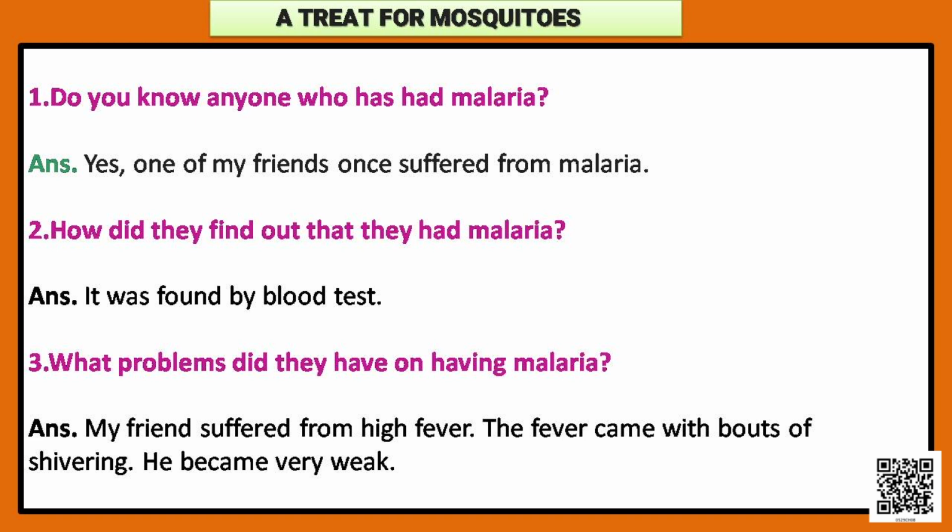Okay. Now we have a next question. What problems did they have on having malaria? So the problems they had were high fever, and the fever came with bouts of shivering. So my friend suffered from high fever, and the fever came with bouts of shivering, and he became very weak.